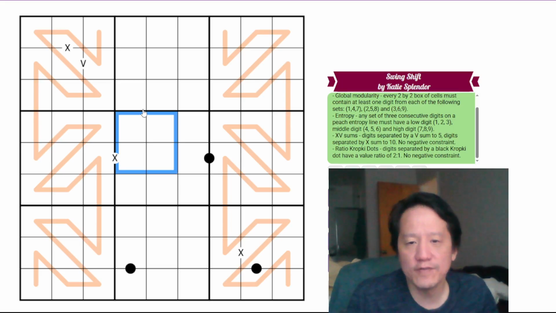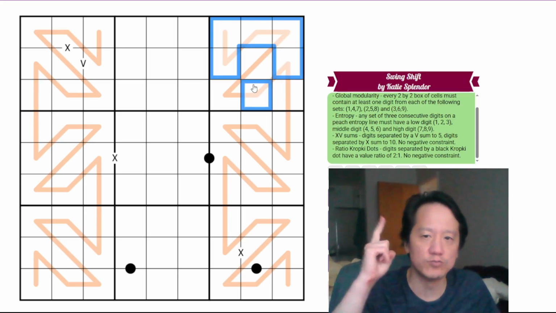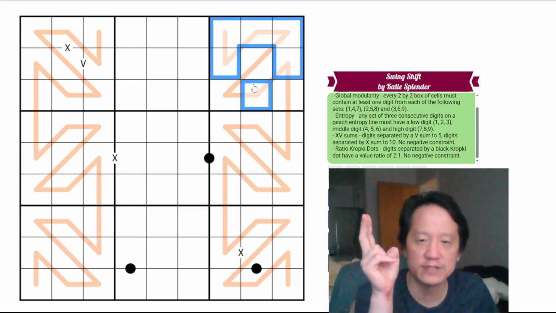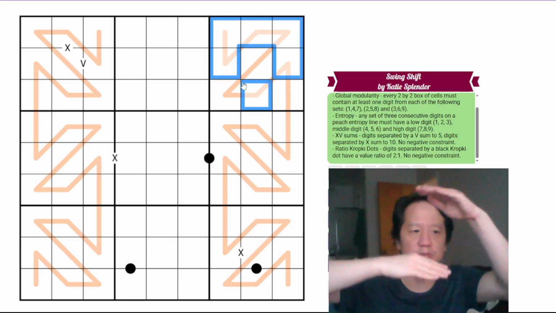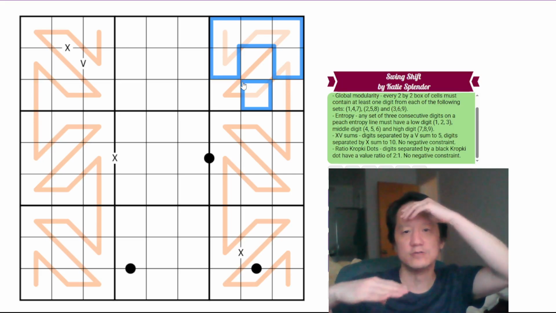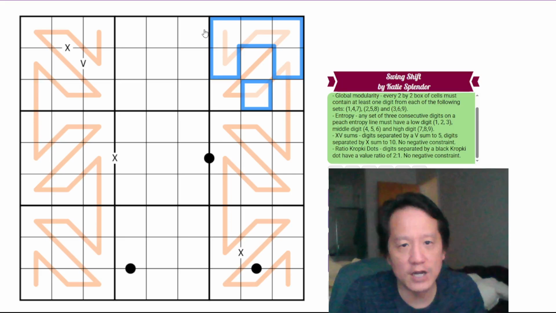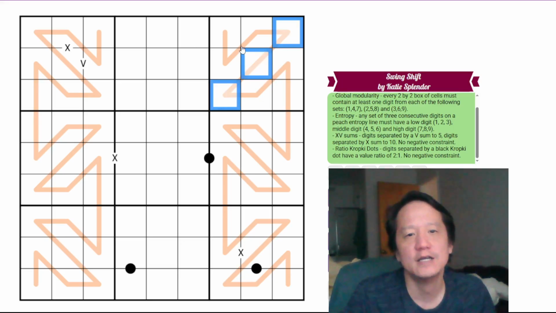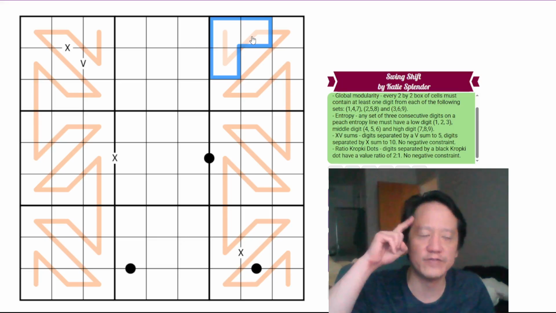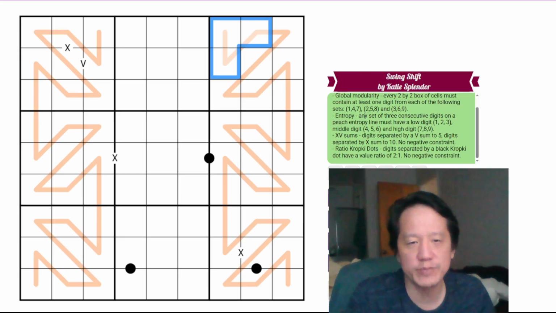We also have entropy, where any set of 3 consecutive digits on a peach entropy line must have a low digit, which is 1, 2, or 3, a middle digit, which is 4, 5, or 6, and a high digit, which is 7, 8, or 9. So you could divide the number keypad in rows that way too. And that's how you could figure out entropy: every 3 cells along an entropic line must contain one each of a low digit, a middle digit, and a high digit. And that's how entropic lines work.